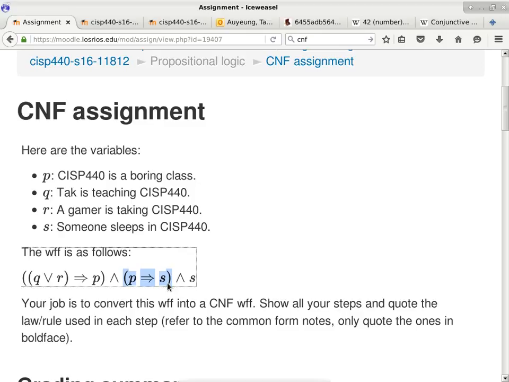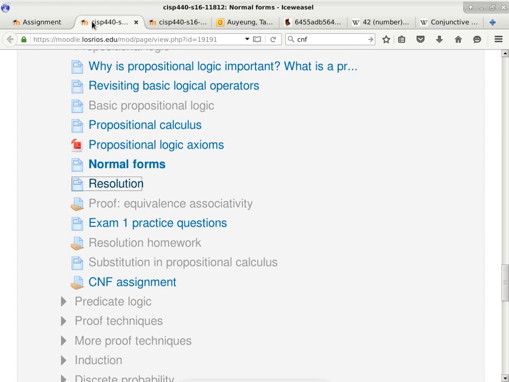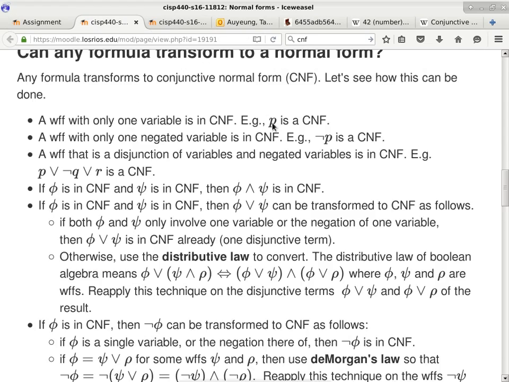Okay. You said that there were 3 rules that we had to use for this assignment? Yep, they're in the notes. Okay, so we'll go back and take a look at the notes here.